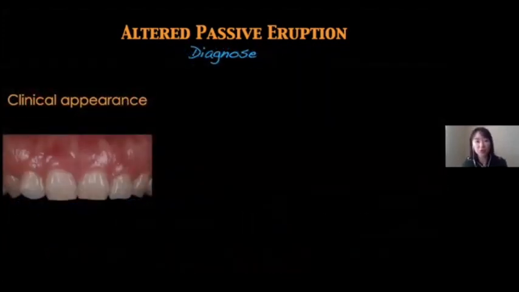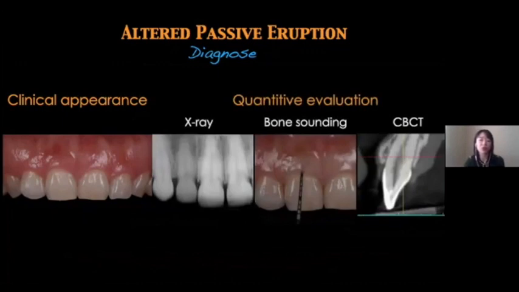So how do you diagnose this altered passive eruption? I really hope you can take this away from this presentation, because I really think the clinical appearance and this diagnosis are most often not addressed in daily clinical practice. You can diagnose altered passive eruption by the clinical appearance, but most importantly, you need to do a quantitative evaluation, such as X-ray, bone sounding, and CBCT.